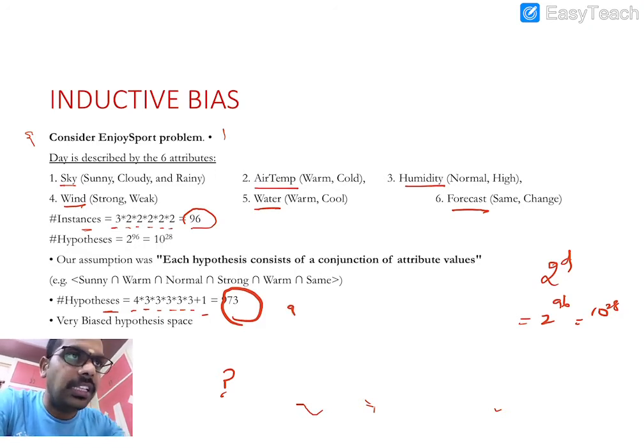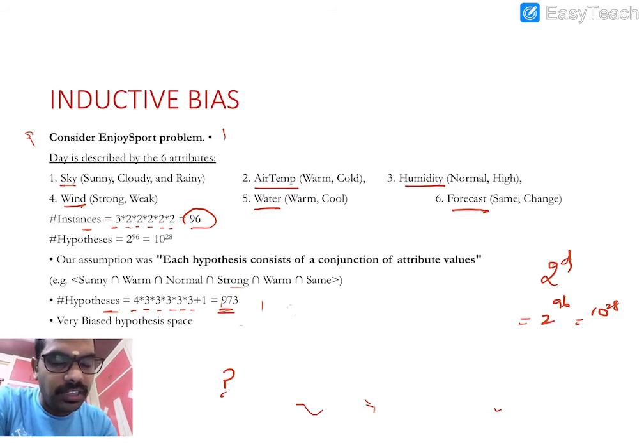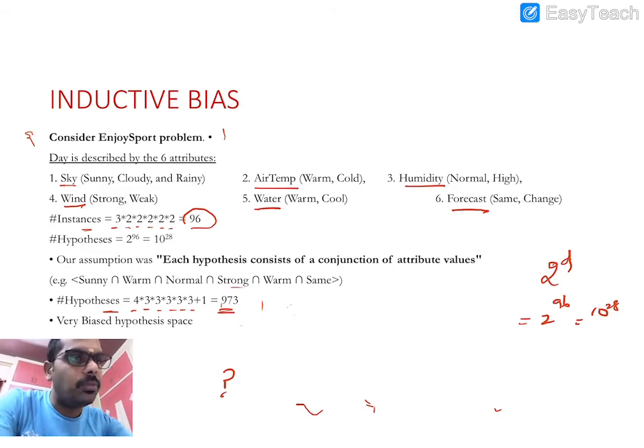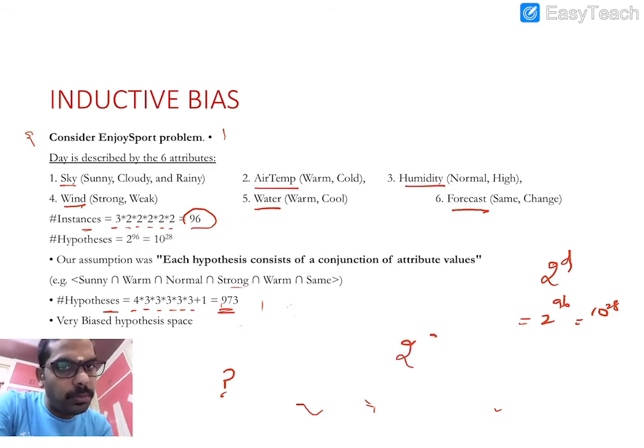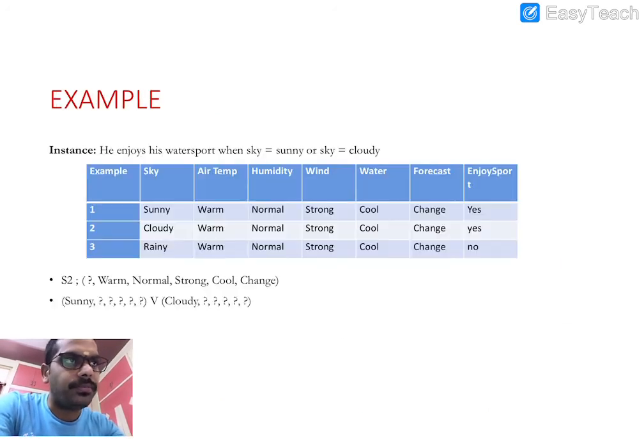973. So here what is the value we are going to get? 973. So this is the inductive bias. There are 2 to the power of 96 hypotheses. The inductive bias is going to concentrate only on 973 values. Clear? So this is the biased space.